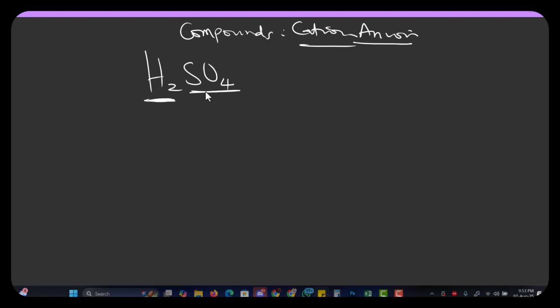I've already listed this out during my explanation. I've told you that SO4 is an anion, a radical anion. So we have this to be the anion, and the other one is going to be the cation. Since I've identified the cation and the anion, I need you to be very, very careful. This 2 is only for this hydrogen.